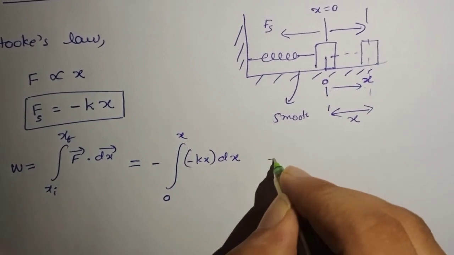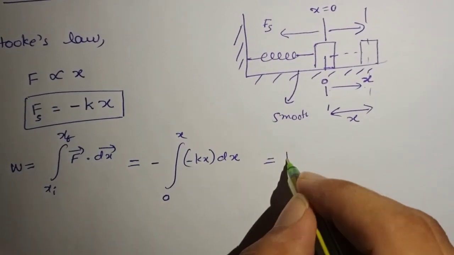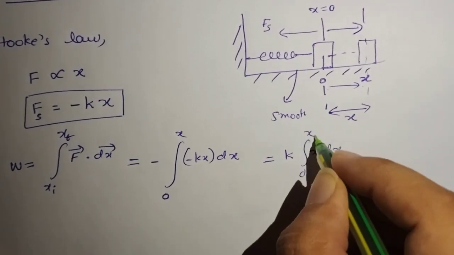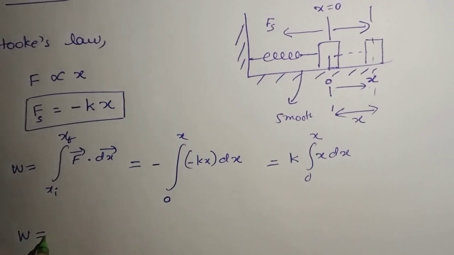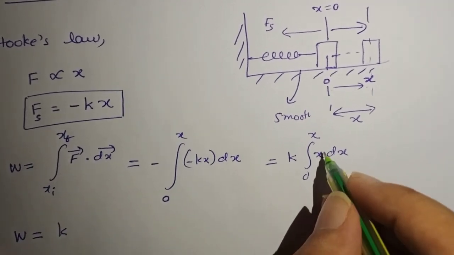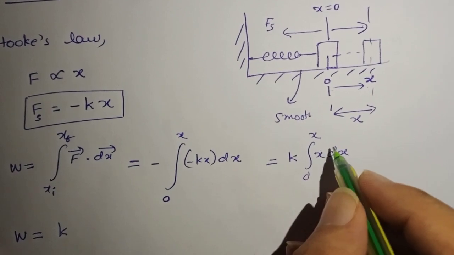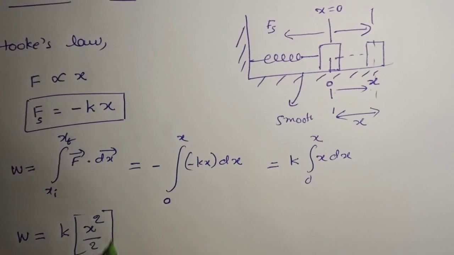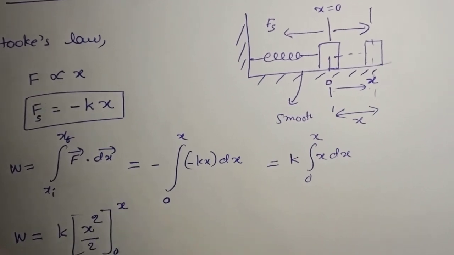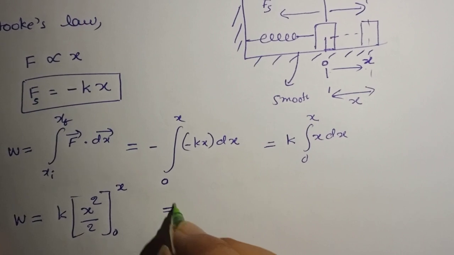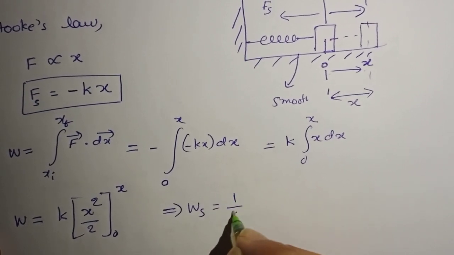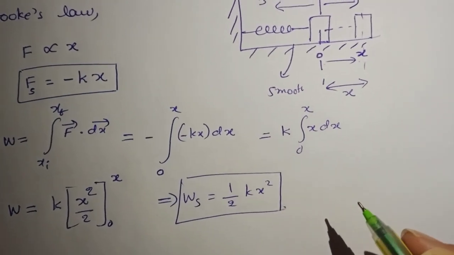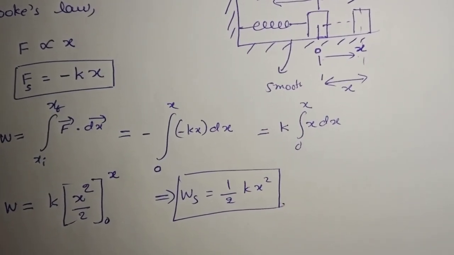So this minus minus gets cancelled, k into integration of x with respect to x between the limits 0 and x, or that will be equal to W equal to k into integration of x power 1, which is x power 1 plus 1 divided by 1 plus 1. It will be x square by 2 between the limits 0 and x, or I can write work done by spring force is equal to half into kx square. Work done by spring force is given by half kx square.